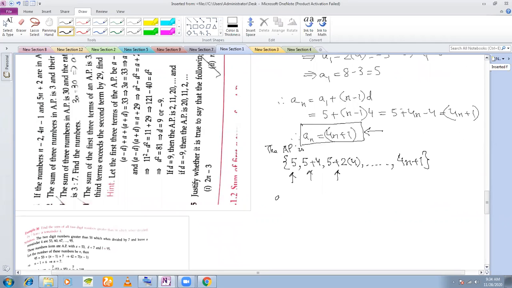So if your An here is 4n plus 1, then you can find the first term: put n is equal to 1, you'll get 5. For the second term you put n is equal to 2, you'll get 9, and so on. If you want to find the 10th term, put n is equal to 10. So 41. I stop here for today. I'll continue tomorrow.